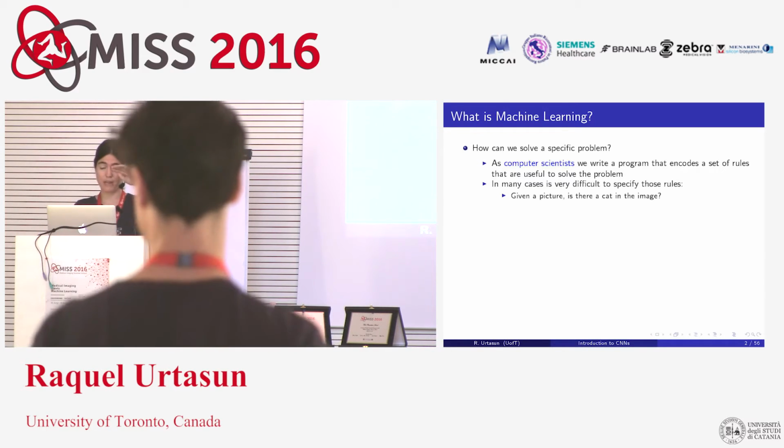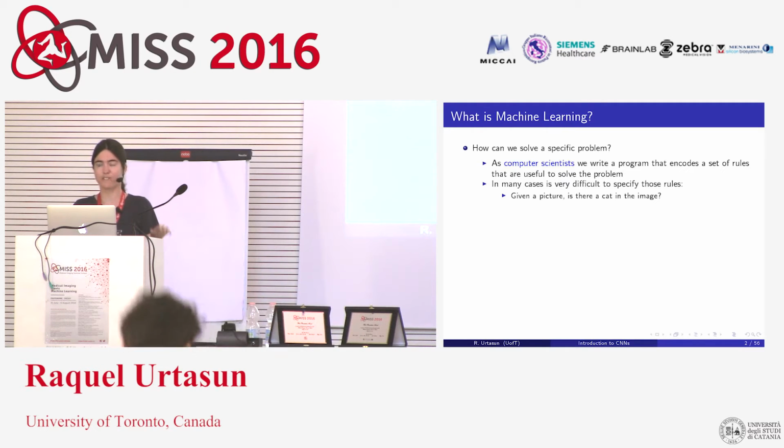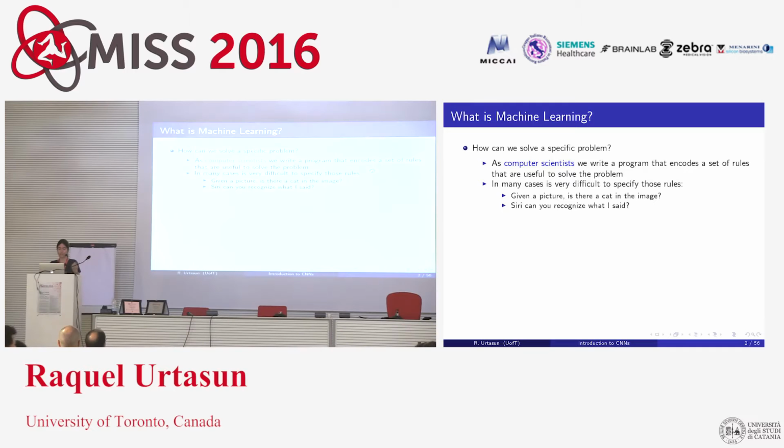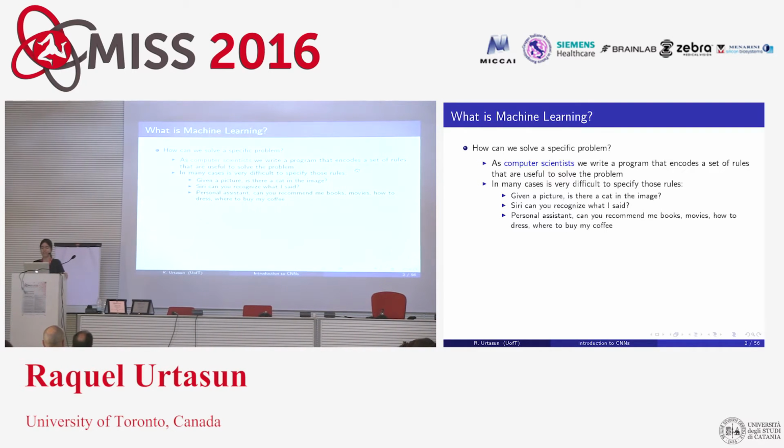And these problems arise everywhere, from image recognition to voice recognition, to something I really like, which is to have a personal assistant. Now you guys are really going to go to sleep if there are no lights here. Anyways, I would really like to have somebody, my iPhone or whatever, my little robot, that can recommend me books, movies, how to dress, where to buy my coffee, etc.